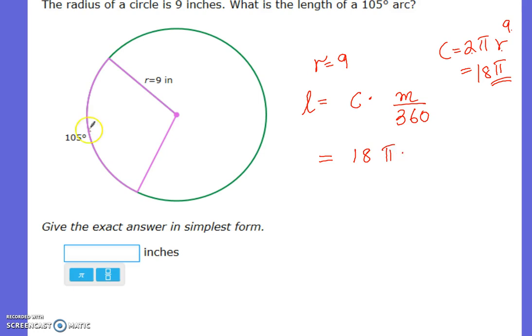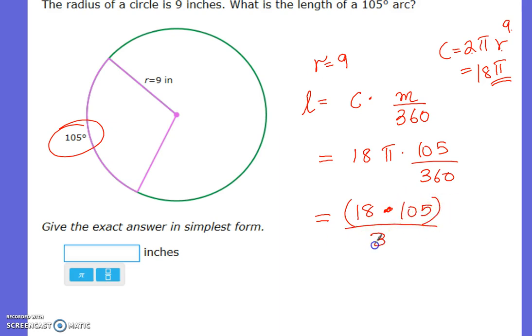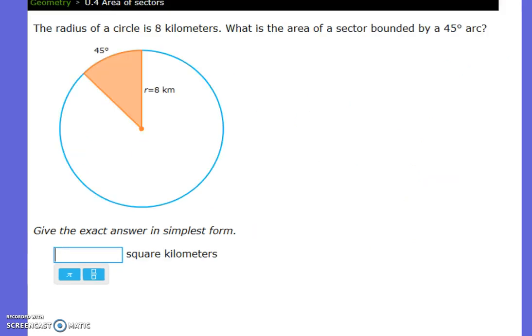The measure of this arc is 105, divided by 360. When you put it in the calculator, always remember to just multiply the numerators first: 18 times 105 divided by 360, and then just put the pi as pi. When you do that, you get 5.25 pi. Next question.